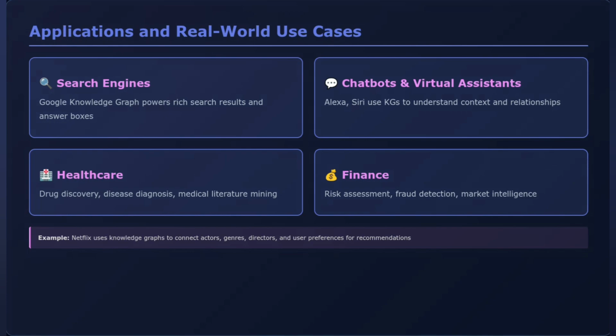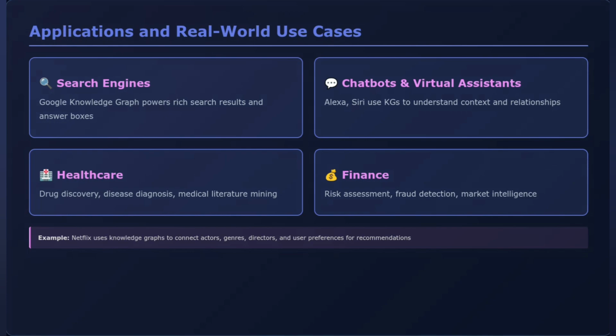Virtual assistants. When you ask Alexa, who directed Inception? She doesn't just keyword search. She queries a knowledge graph that knows Christopher Nolan is a director, Inception is a movie, and there's a directed-by relationship between them. This enables contextual, intelligent conversations.